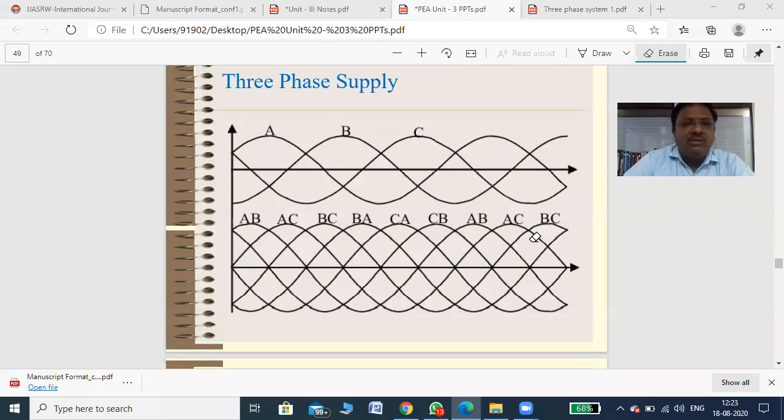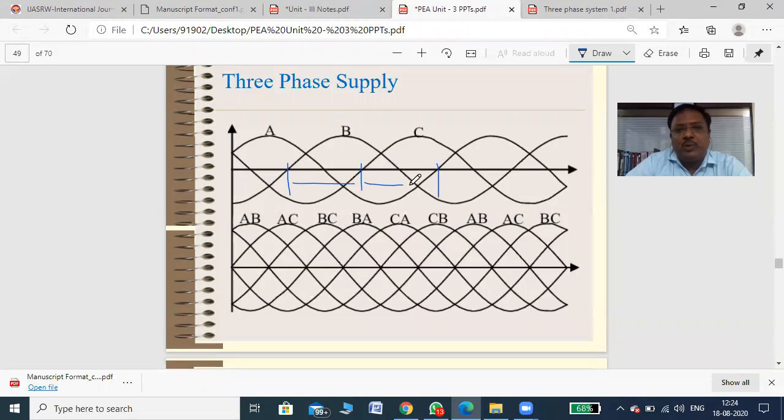Now we'll see the three-phase supply. Phase A, phase B, phase C. You can say R, Y, B even, right? If you see here, the phase difference between the two phases is 180. Sorry, 120, right? So you can see here phase A and phase B have a 120 phase shift, and then again a 120 phase shift. So this is 120 degrees, 120 degrees.